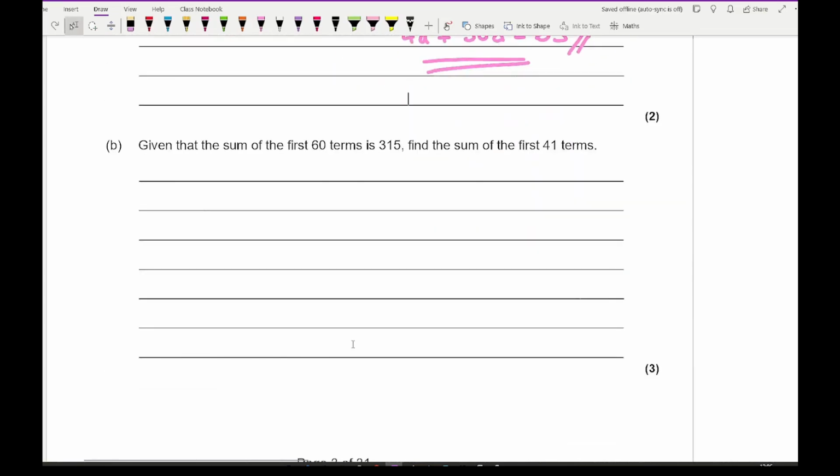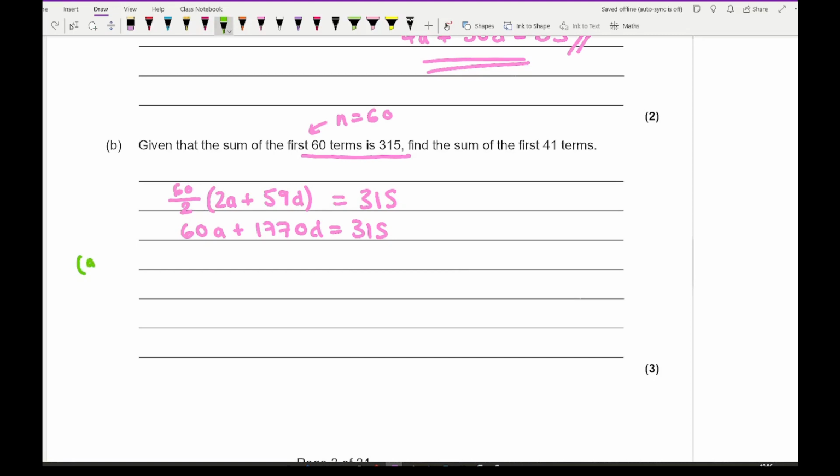Then for part B, it says given that the sum of the first 60 terms is 315, find the sum of the first 41 terms. Using this bit of information here, we know that we've got 60 divided by 2, and then we've got 2A plus, and n equals 60, so that's going to be 59D, and that equals 315. Simplifying all of this, we get 60A plus 1770D equals 315.